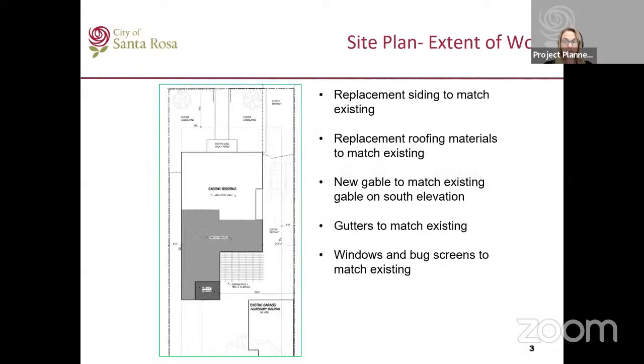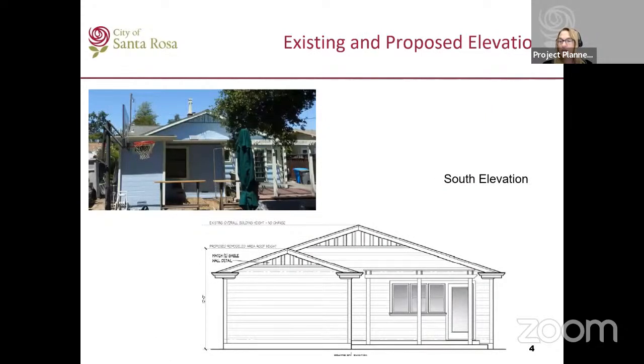This slide is a site plan showing the extent of the work, which is highlighted in the lighter gray at the bottom of the slide. The area of the addition is highlighted in darker gray. For reference, Benton Street is at the top of the slide, and the project will replace siding, gables, gutter, windows, and roofing materials to match the existing materials of the home. This slide shows the elevation of the south side of the property where the work will take place. The owner's architect, Patrick Slater, has provided a letter demonstrating how the remodel and addition are consistent with the Secretary of the Interior standards for rehabilitating historic homes.